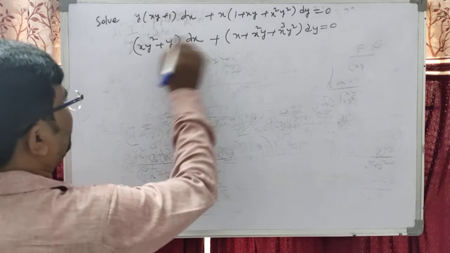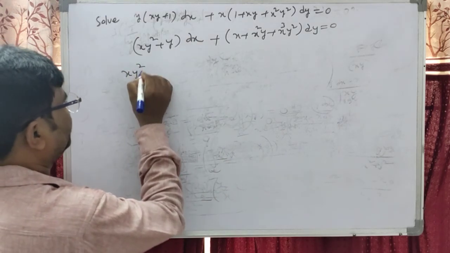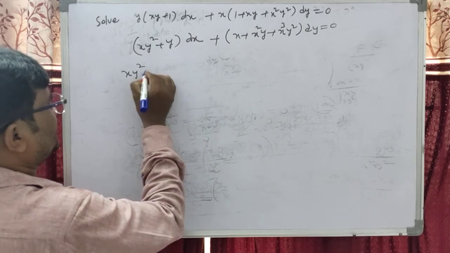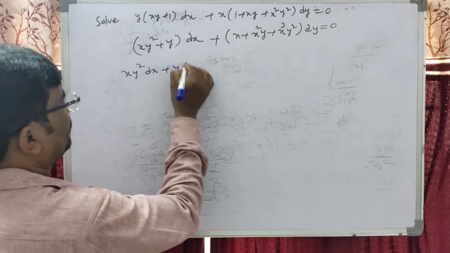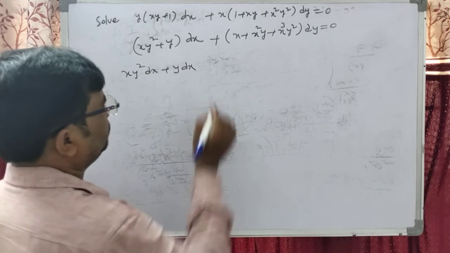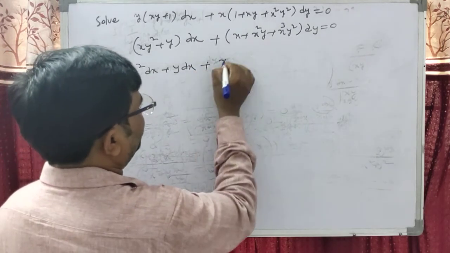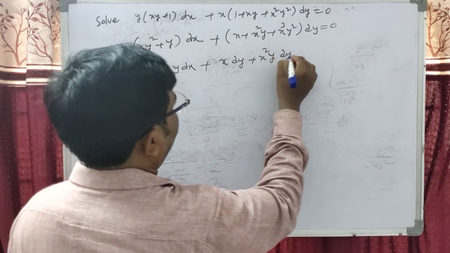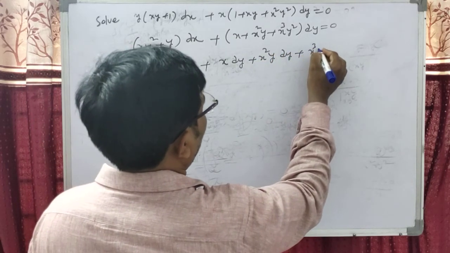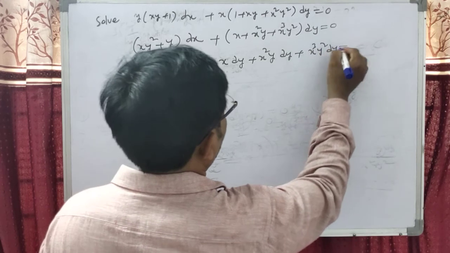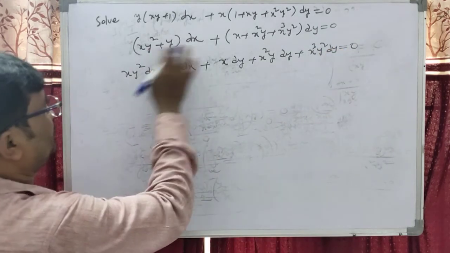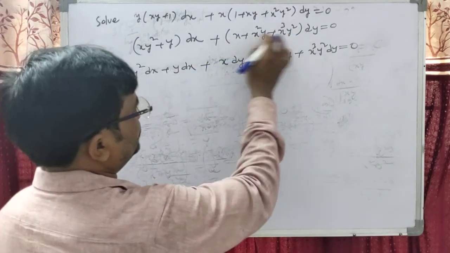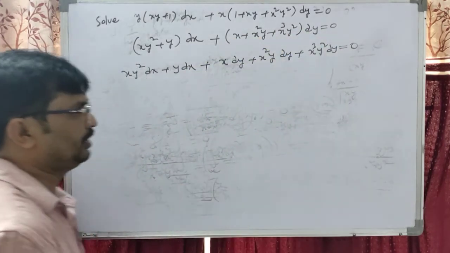Now students, multiply here: x y square dx, this is the y dx. Then x dy, x square y dy, x cube y square dy. So x y square dx, this is the y dx. Okay, students? x dy, x square y dy, x cube y square dy.